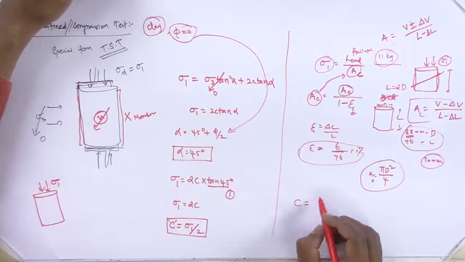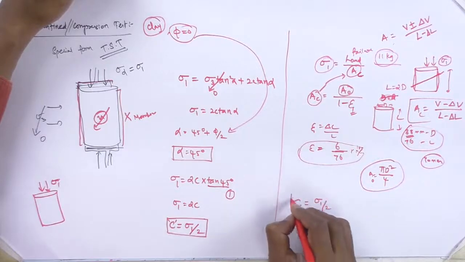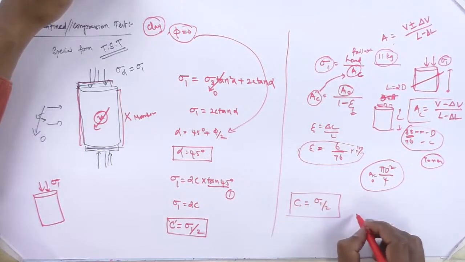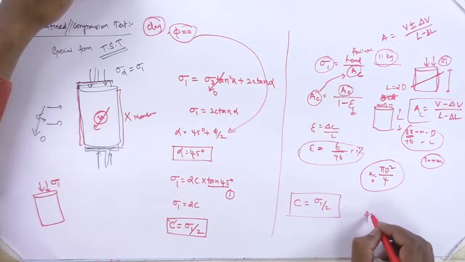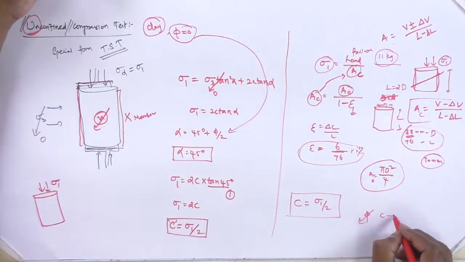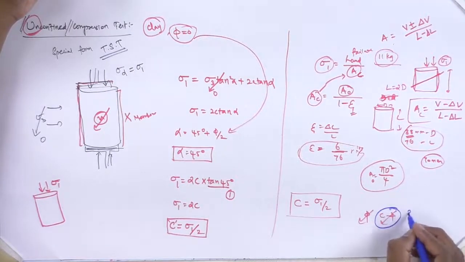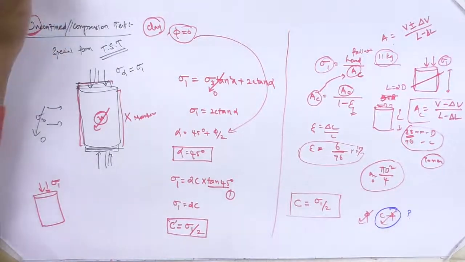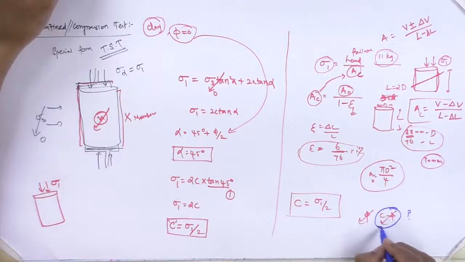So the cohesion of the sample is sigma 1 by 2. Very simple test. It is not preferable for phi. How does it work for C and phi? It has some meaning here.